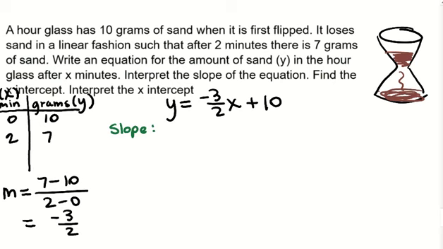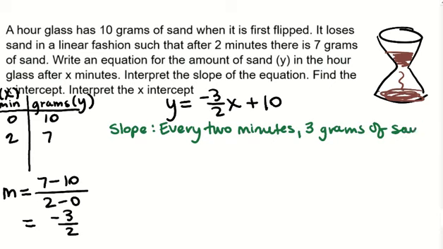So what I might say is that, if it's negative 1.5 grams per minute, you could also say that every 2 minutes, it loses 3 grams. Or you could say the rate at which sand is falling is 3 halves grams per minute. That's fine too.